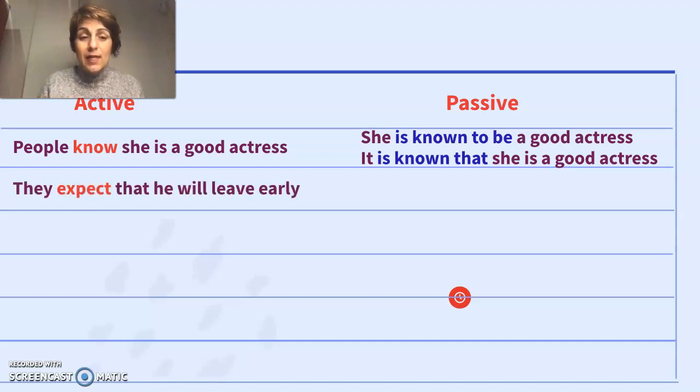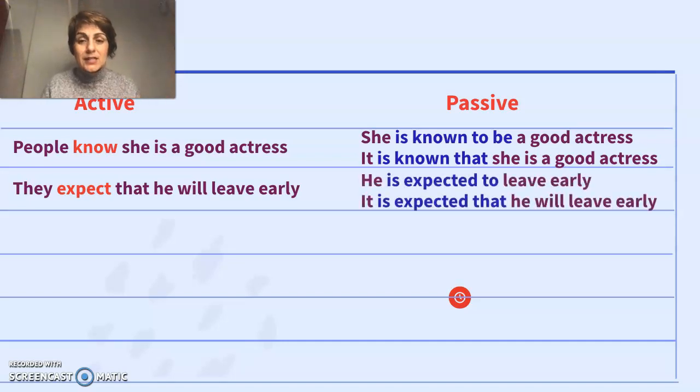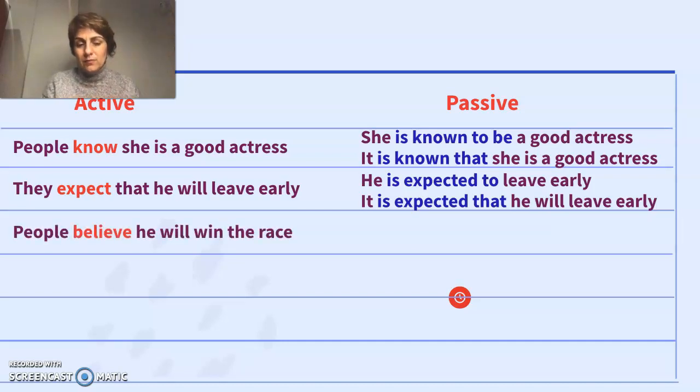They expect that he will leave early. So once again, because I have this type of verbs, I can have two passives. He's expected to leave early. It is expected that he will leave early. As you can see, we are all the time using the verb in the past participle and using the present in this case of the verb involved.